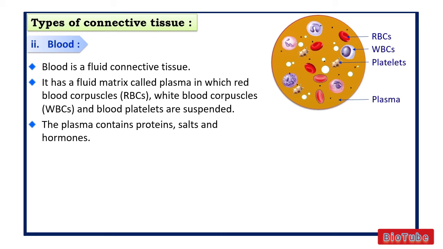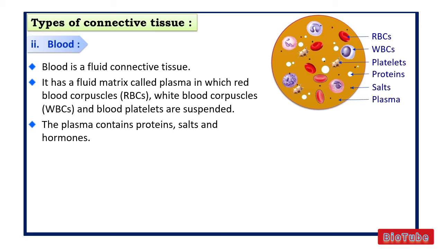Then come the white blood cells. The white blood cells are also called the leukocytes. An adult human has around 4,500 to 10,000 white blood cells per cubic millimeter of blood. The WBCs have a nucleus and are colorless. The main role is to provide immunity against disease. They are like the defense soldiers of our body. They defend the body against infection with the help of antibodies.